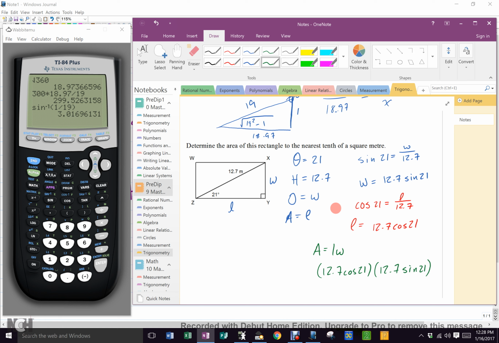So, should we push more or less buttons? Less. So, I do this all at once. 12.7 cos 21, close brackets, times 12.7 sine 21, close brackets, equals 53.96.